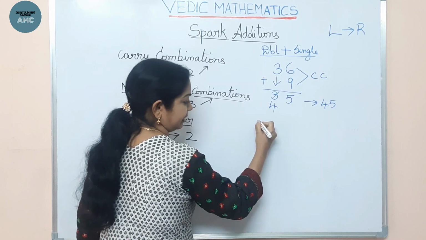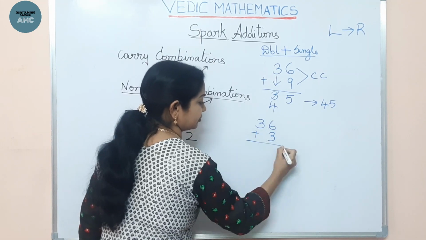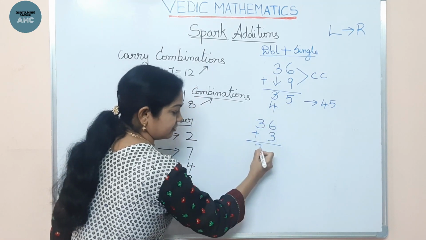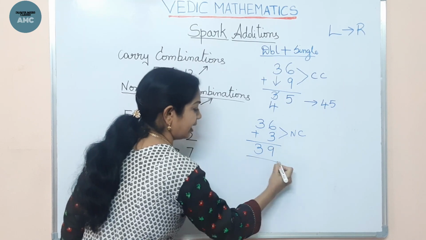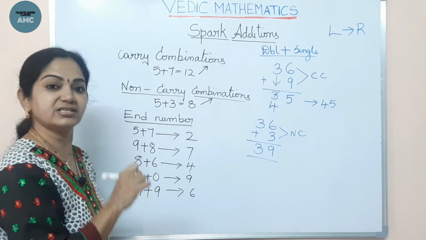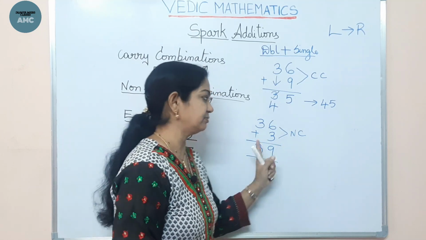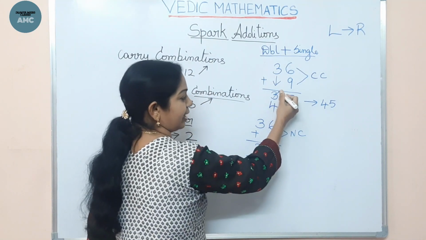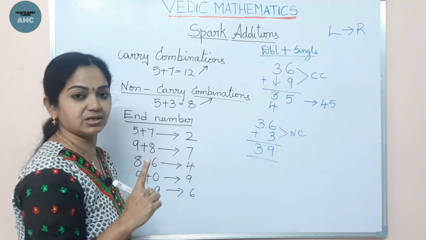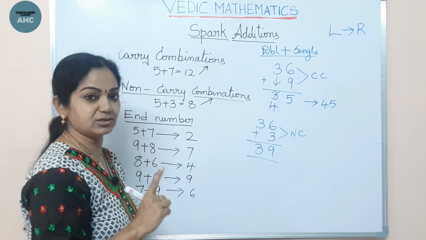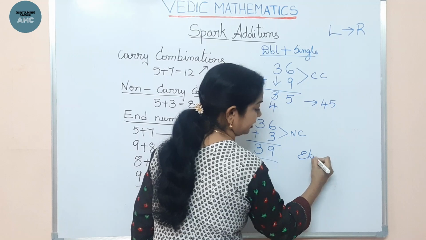Now, let's get started with a non-carry combination. Let me take the same number 36, but I'll add a different single digit. So from left to right, again I'll drop 3. Here this is a non-carry combination, so I'm not adding 1 to the previous number. In the conventional method, you do it directly, but here what am I doing? I'm adding this 1. This sutra is the first of the 16 main sutras given by the Swamiji. It is called Ekadikena Purvena.